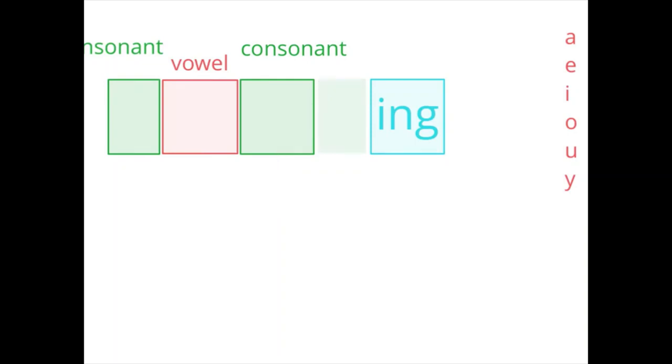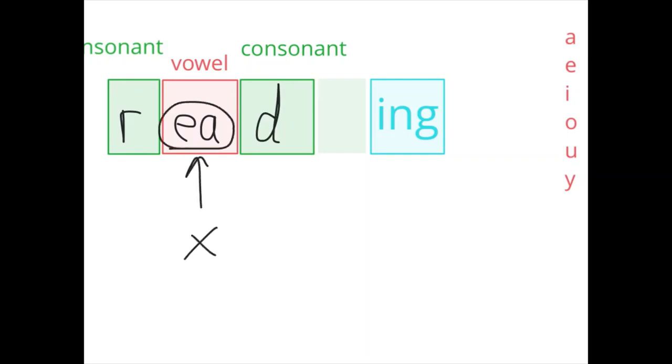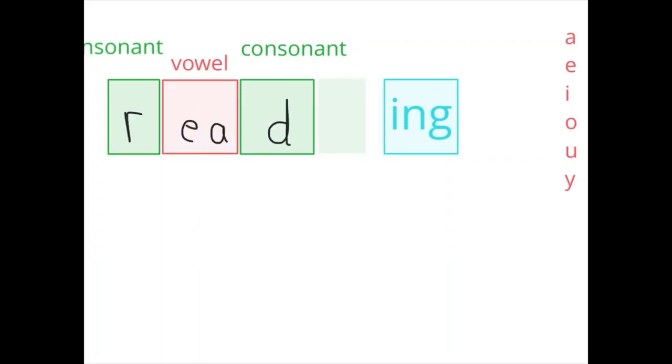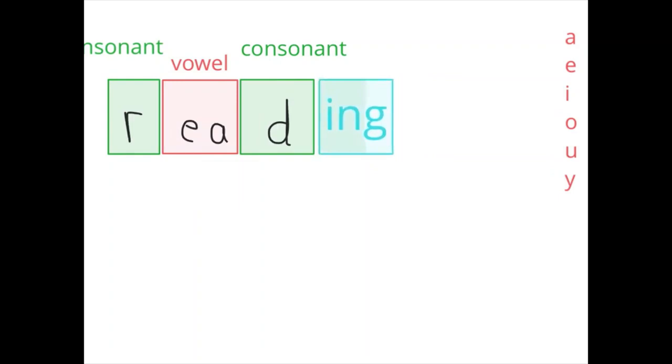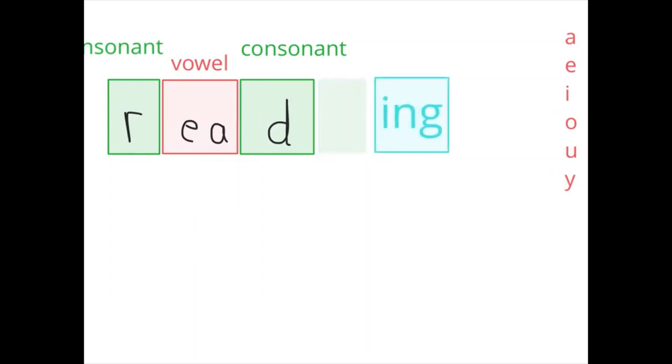Let's try the word read. So first let's look at our vowel box. Is it just one letter? No, because EA is a digraph. So we're not going to double the final consonant. We are just going to say that the word read is reading, R-E-A-D-I-N-G.